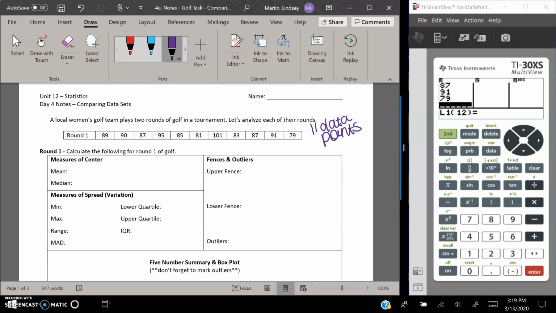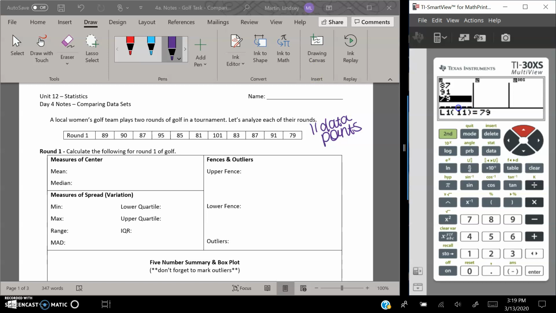So when we put that into our calculator, we want to make sure that when we scroll up to the last thing that we put in, that number right there is 11. That will verify that we have put in all the points that we need.